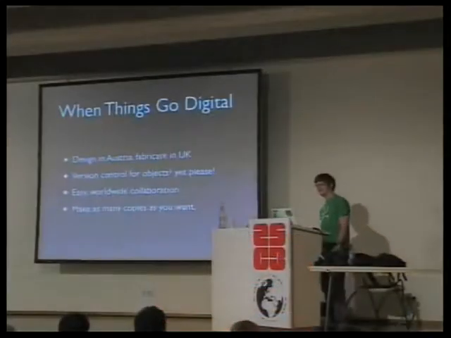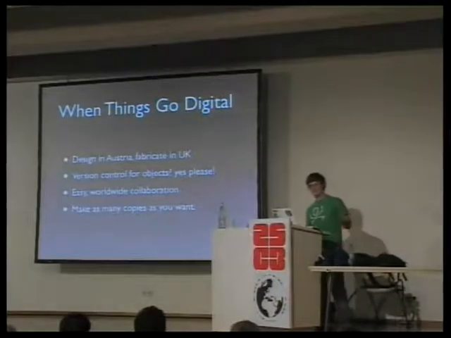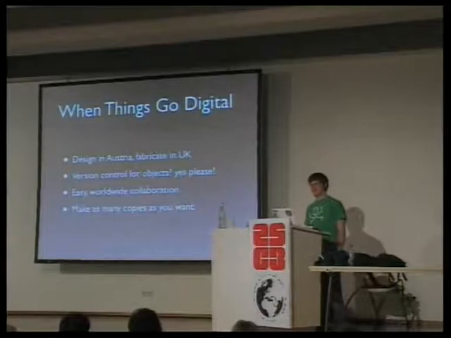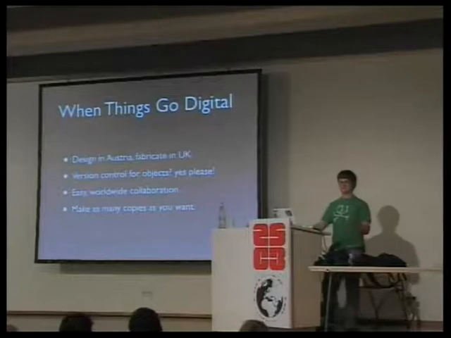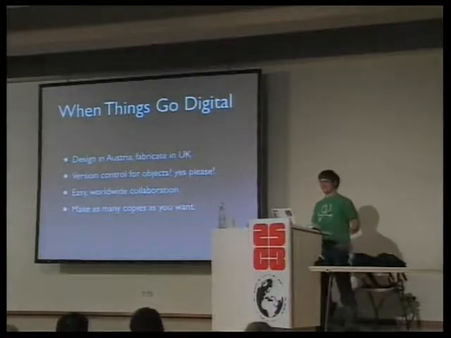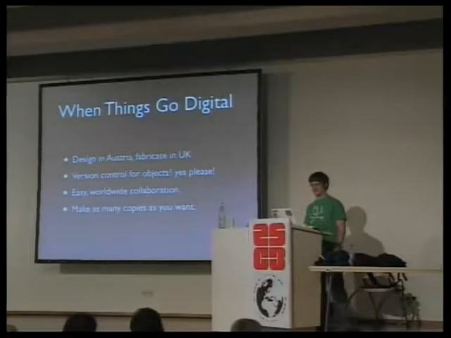So, what happens when things go digital? Well, first of all, you can design something in place A, you can email it to place B, and then the person in place B can print it out. You can also do version control. So you can roll back to version 1.2 if version 1.3 is leaky or something. Personally, I love version control. It's excellent, and I'm glad someone invented it.